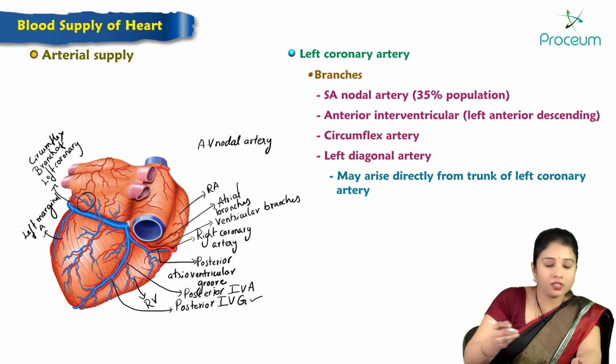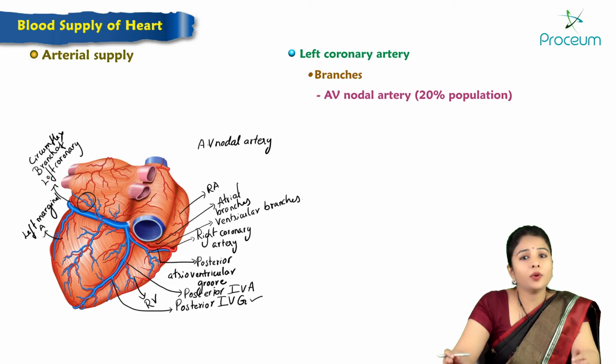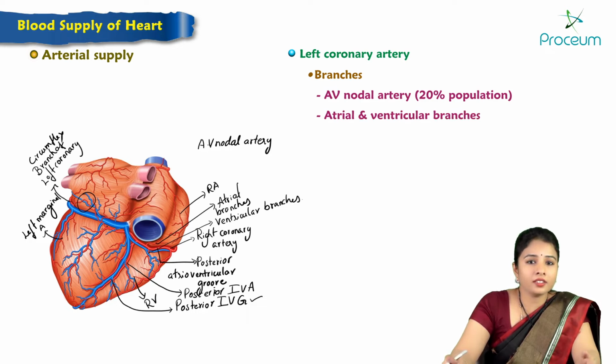left marginal artery. In 20% of the population, AV nodal artery may arise from the left coronary artery, and it gives rise to atrial branches and also ventricular branches like anterior and posterior atrial branches, anterior and posterior ventricular branches.